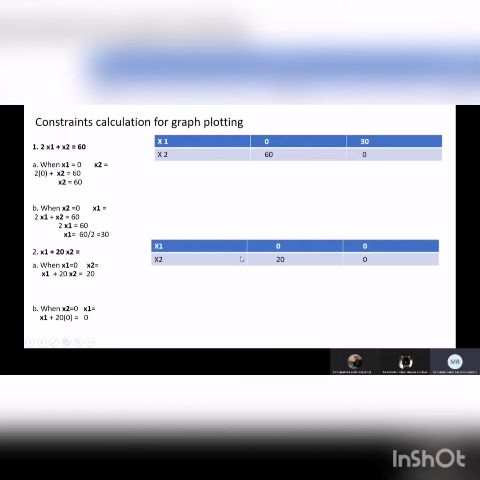So the answer will be 20 for the x2, and then we repeat the same step again, which is we put 0 at the x2 column, x2 second column, and we want to find the x1. So how can we get the x1? When x2 equal to 0, x1 plus 20 equal to 0, because there is no x2. So this is how we can get the second constraint.